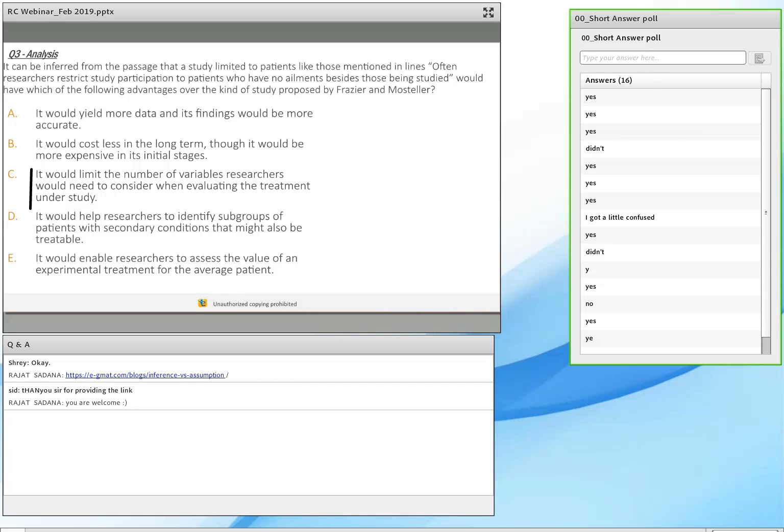Choices D and E seem tempting. It would help researchers to identify subgroups of patients with secondary conditions. They're tempting, but is that the advantage of the current way? No. That is indicated as an advantage of the proposed way. Again, this is an advantage of the proposed way as well, not the current way. So you're answering a different question if you're selecting choice D and E. Why? Because this is actually the downside of the current way, that these insights don't come.